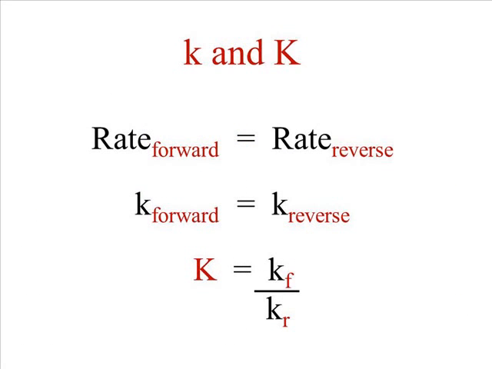When you're relating small k and capital K, small k, of course, is your kinetics k, and big K is your equilibrium K, and you must make sure that you write those correctly on your exam. So if the rate forward is equal to the rate reverse at equilibrium, then k forward is equal to k reverse at equilibrium, and your equilibrium K is a ratio of k forward to k reverse.